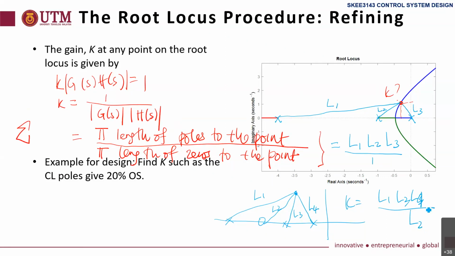So we have two formulas. One is by substituting the value here, the other one is by finding the length or the distance between the point and all poles and all zeros, and using the formula: poles divided by zeros.